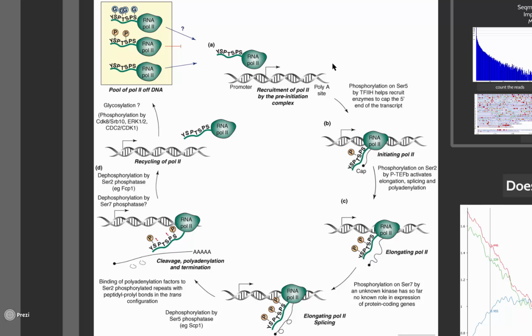Essentially, RNA polymerase II goes under different phosphorylations during transcription. There's a serine 5 phosphorylation, which helps to recruit the cap, and then there's a serine 2 phosphorylation, which initiates elongation. This process is reversed when RNA polymerase II detaches from DNA.